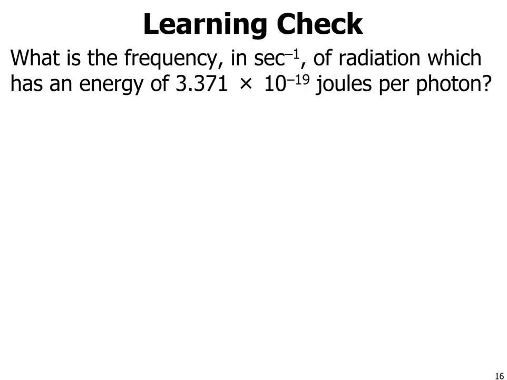So now we're going to solve some problems with this new equation where energy is equal to Planck's constant times the frequency. So the information we need to solve this type of question where we're asking for the frequency in seconds to the negative 1, that's the same as hertz, of radiation which has an energy of 3.371 times 10 to the negative 19th joules per photon.